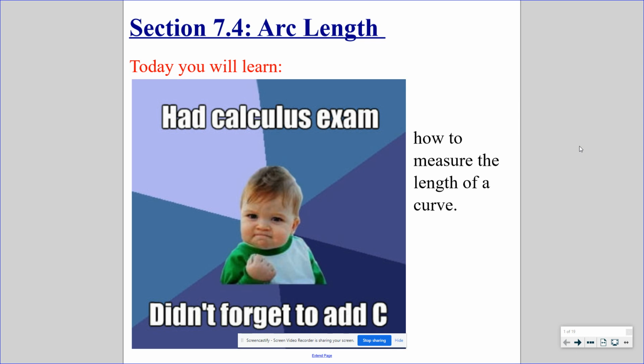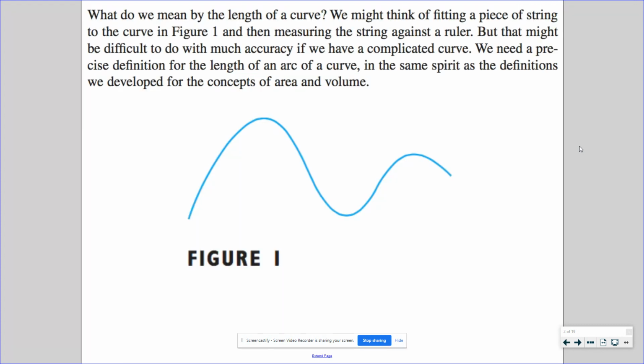All right, guys, we're going to go through section 7.4, which is about arc length. And I promise it's not as bad as volume. Okay, so what we're doing is posing the question of how long is a curve?